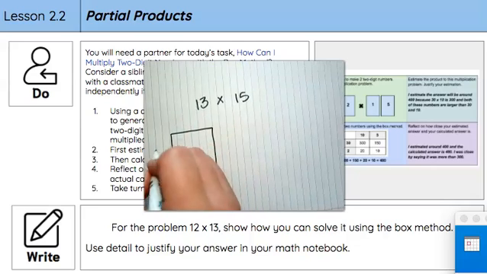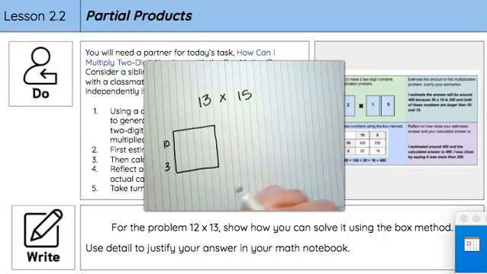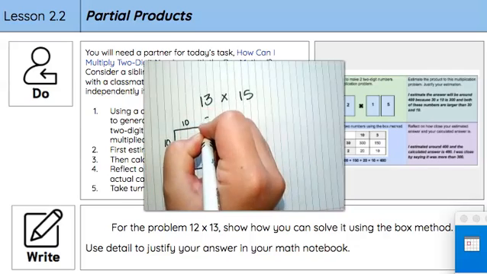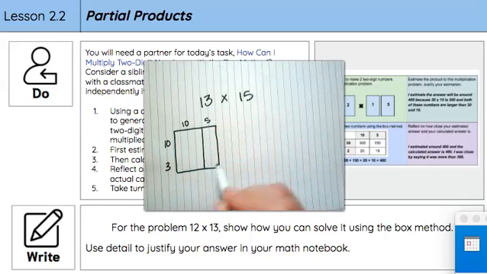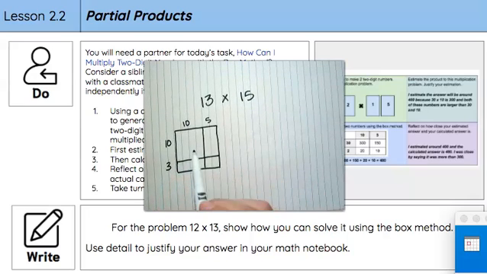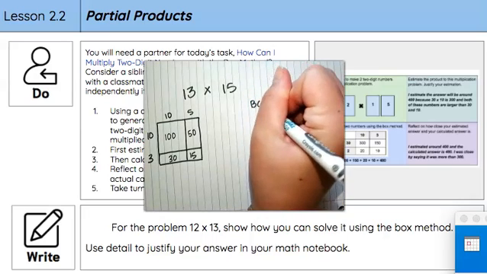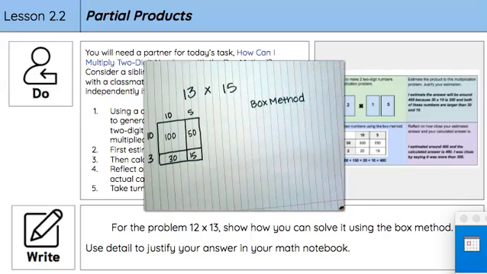So we broke down, or decomposed, 13 into 10 and 3 and decomposed 15 into 10 and 5. We broke up our area model to reflect those numbers, and then we solved for each one of the smaller rectangles. We also briefly worked on a new method called the box method. This is the method that you will be using today.